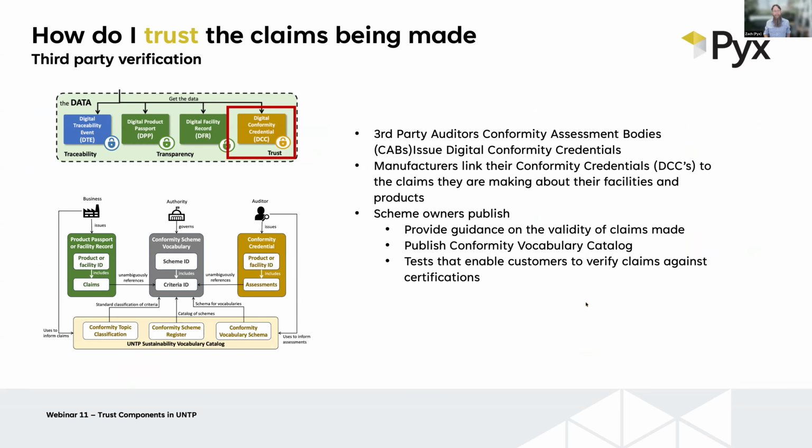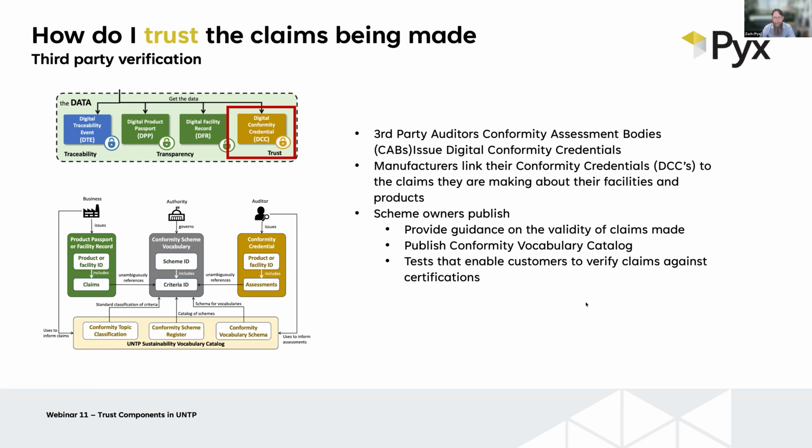And then how do I trust the claims being made? One of the things that people often say to us is, if a company says to me they've done something, I don't trust it unless a third party has verified that claim. This is reusing third-party verification ecosystems, as we talked about at the first. The whole point of a digital conformity credential is to enable a third-party auditor to issue verification of the claims being made and to link those claims back to the product passport or facility record.